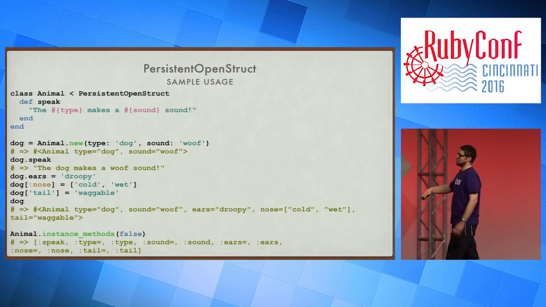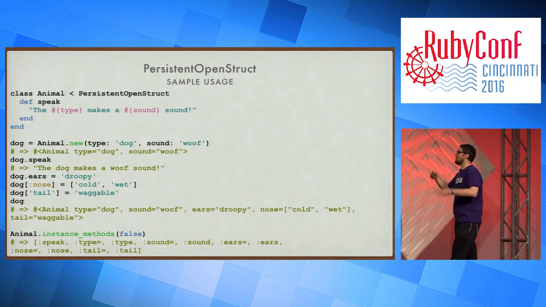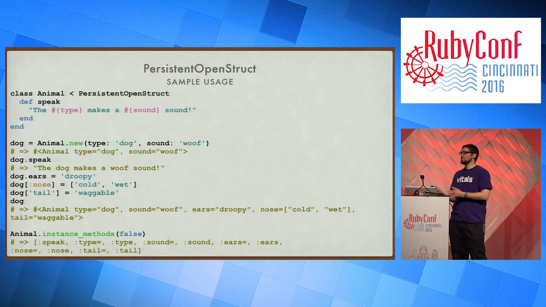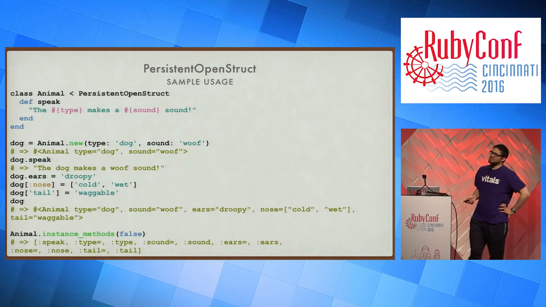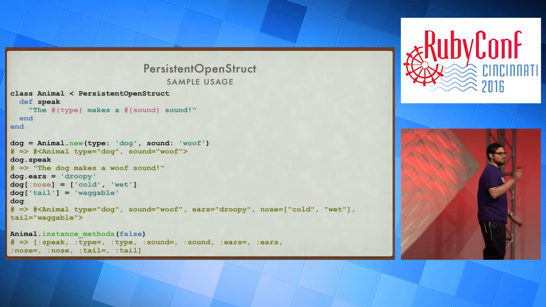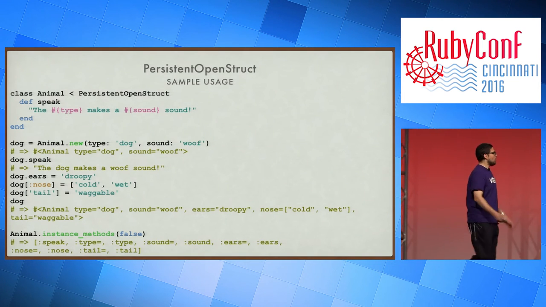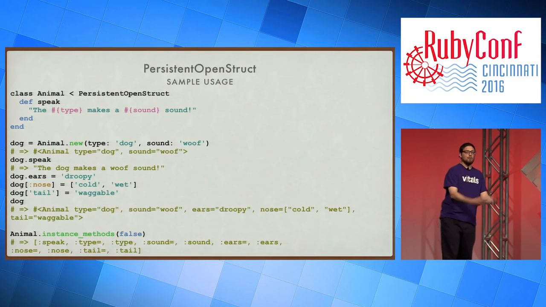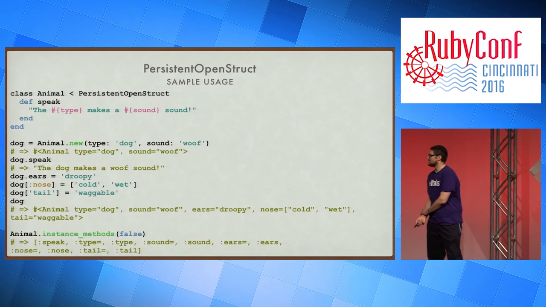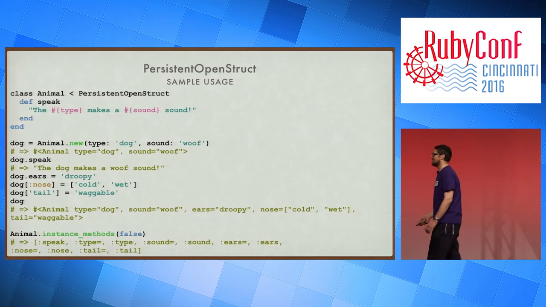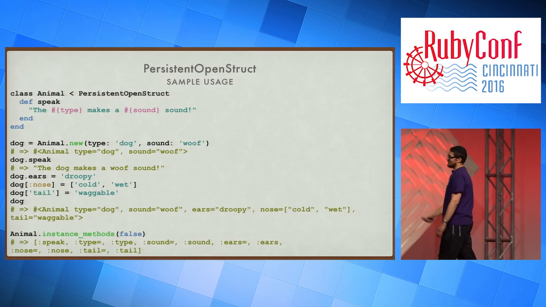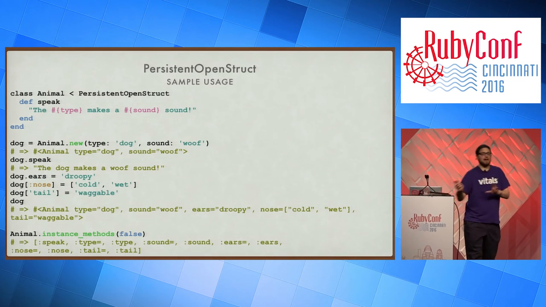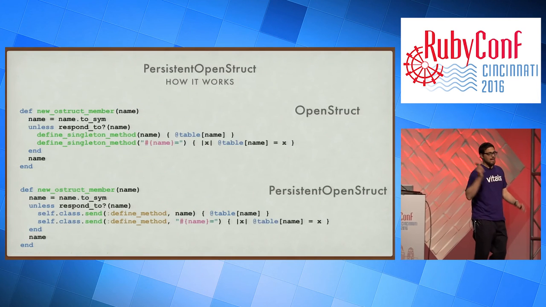But when we look at the instance methods that are defined on animal, meaning the methods that are accessible to every instance of the animal class, we start seeing type equals and type, sound equals, ears, nose, tail. We have all of these methods already defined, ready to go for every instance of the animal class. How's that working? Well, it turned out it did not take a lot of code to make this happen. I literally copied over the OpenStruct code, and I changed two lines.